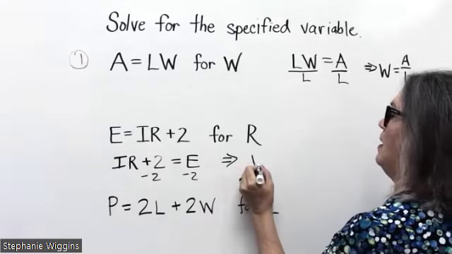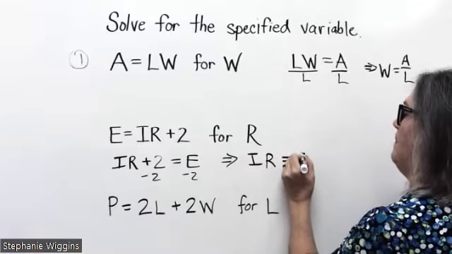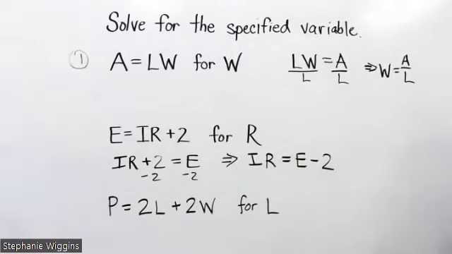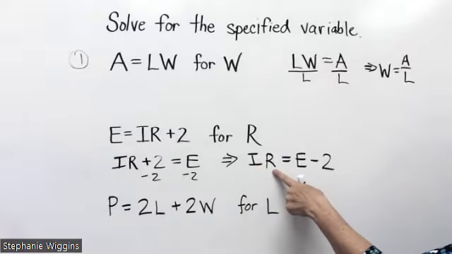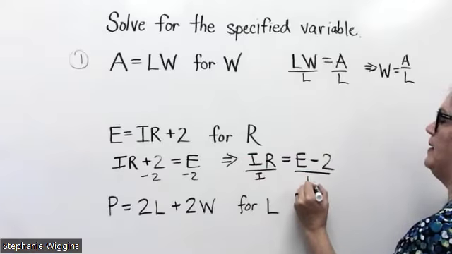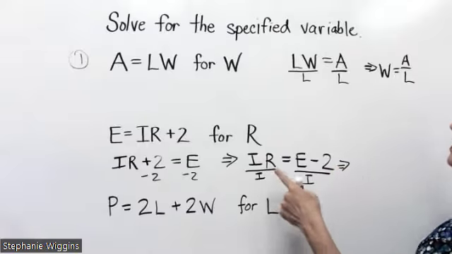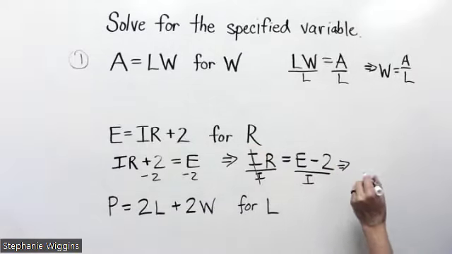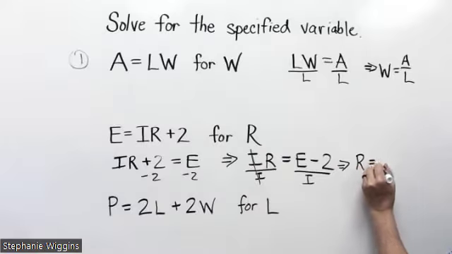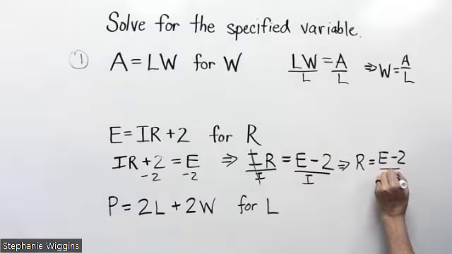So I'm going to go ahead and subtract 2 from both sides of the equation. And that gives me IR is equal to E minus 2. And then now I have I times R, so I can divide both sides of the equation by I. And that's going to give me R by itself is equal to E minus 2 over I.